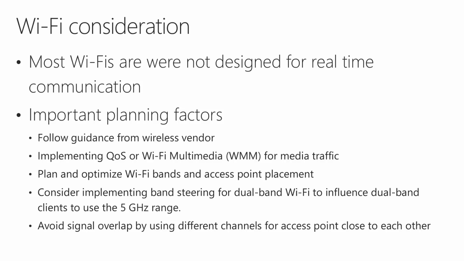Planning factors include, but are not necessarily limited to, implementing quality of service or Wi-Fi multimedia for the media traffic, to plan and optimize the Wi-Fi bands that you're using and the access point placement, implementing band steering if you have dual band Wi-Fi, so that dual band clients use the preferred 5 GHz range, and avoiding signal overlap by using different channels for access points that are placed close to each other.